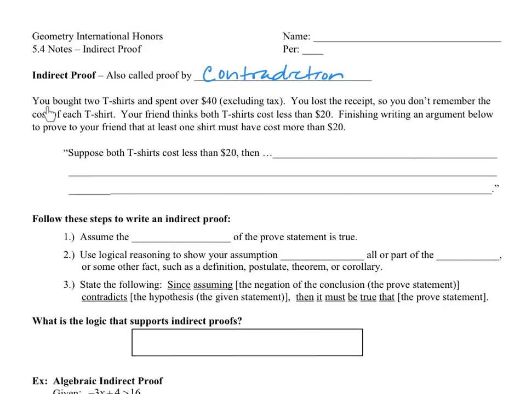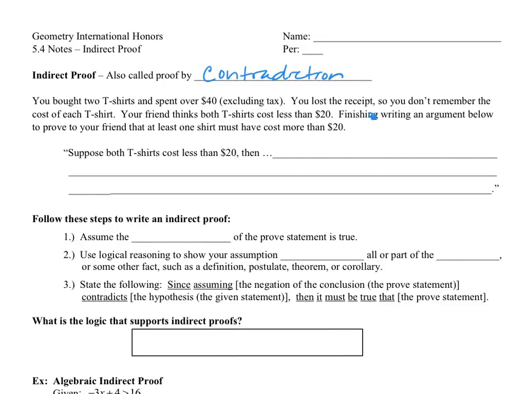So imagine this scenario. Suppose that you bought 2 t-shirts and spent over $40 excluding tax. You lost the receipt, so you don't remember the cost of each t-shirt. Your friend thinks that both t-shirts cost less than $20. Should just say finish. So finish writing an argument below to prove to your friend that at least one shirt must have cost more than $20. All right, so you know you spent more than $40.